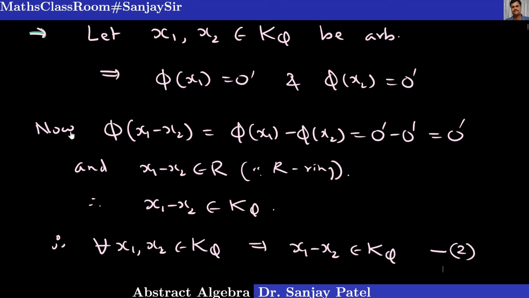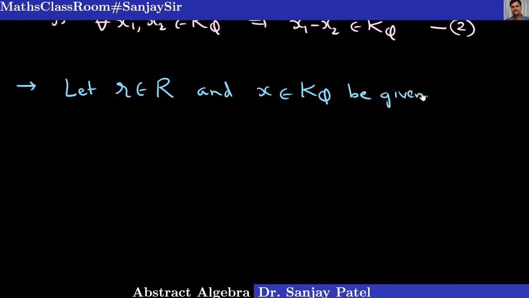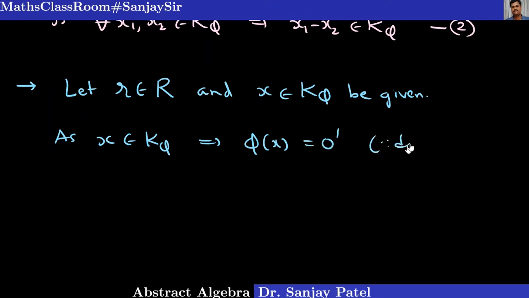Now what remains is to show the main condition, condition number 2 in the definition of ideal. So we have to take one element from the ring and one element from the given set. So let us start with small r belongs to capital R, the domain ring, and one element x belongs to the set K phi, which we want to prove as an ideal. So these two are given. Now as this x is an element of K phi, we can write phi of x is equal to 0 dash, by definition of the kernel. Kernel contains all those elements at which the value of the function phi is 0.